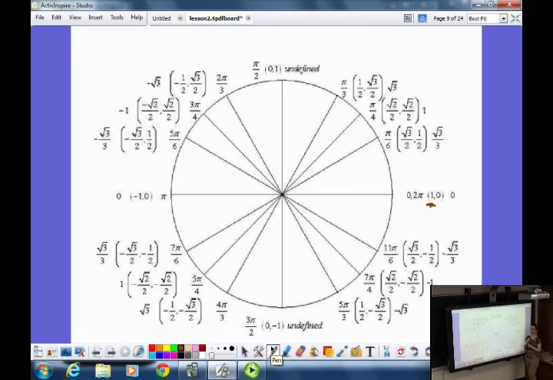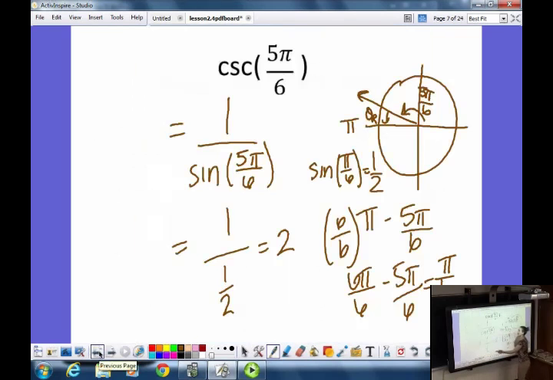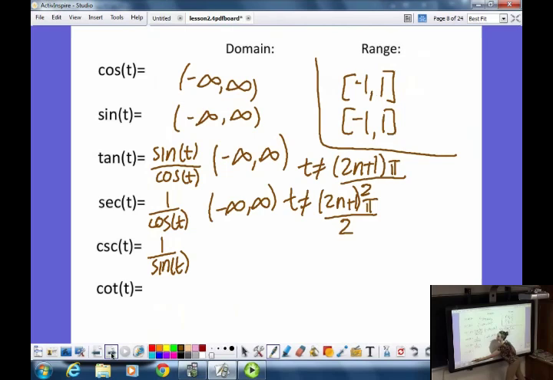On the unit circle, sine is related to the y-axis. So where is y 0? Give me some angle measures in radians. 0, pi, 2 pi. Okay. So, I have 0, and then I have pi, and 2 pi, and 3 pi.